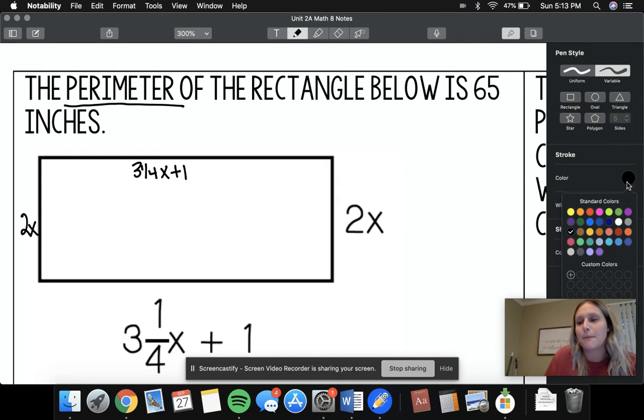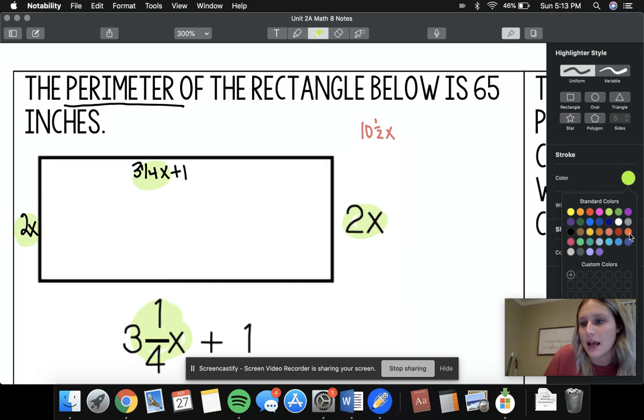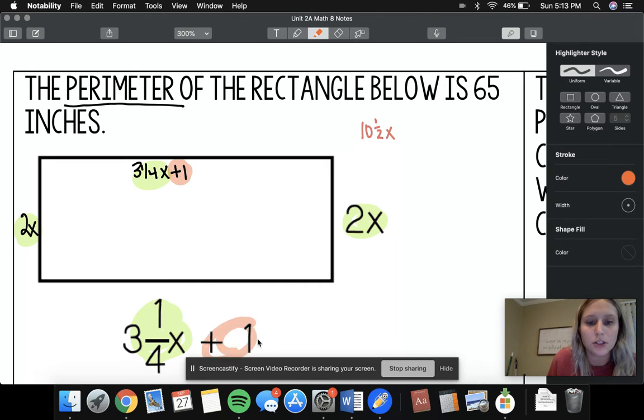Okay. Now when we think about perimeter, we need to add up all the sides, but with variables and stuff, we can only combine certain things. So we're going to combine 3 1/4 x, 3 1/4 x, 2x, and 2x because they're all like terms. So I'm going to put 3 1/4 x, 3 1/4 plus 2, and I get 10 1/2. Okay, so we have 10 1/2 x's. But now I also have these little ones. So I'm going to put 1 and 1 together and get 2. Okay, so that is the perimeter of the rectangle.